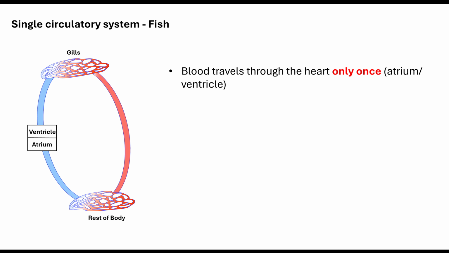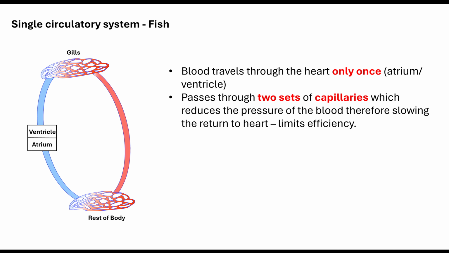So if we start with the fish then, the fish have a single circulatory system. Now, single circulatory systems have very specific features. The blood travels through the heart only once. Therefore, there is one atrium, one ventricle. The blood will then pass through two sets of capillaries, one at the gills and one which is at the rest of the body. Now, the fact that there are two sets of capillaries actually reduces the pressure of the blood, and that therefore slows the blood returning back to the heart. That makes it a limit on the efficiency of this exchange system.